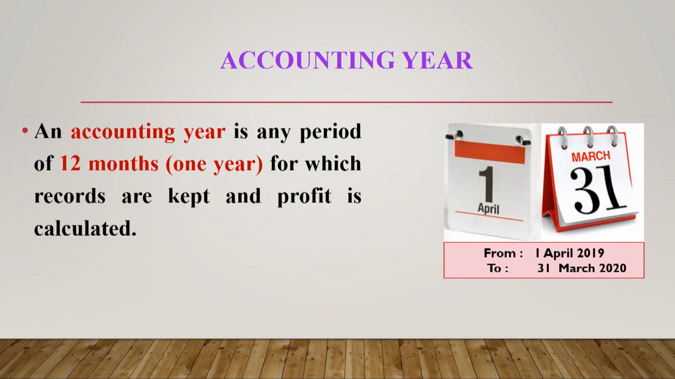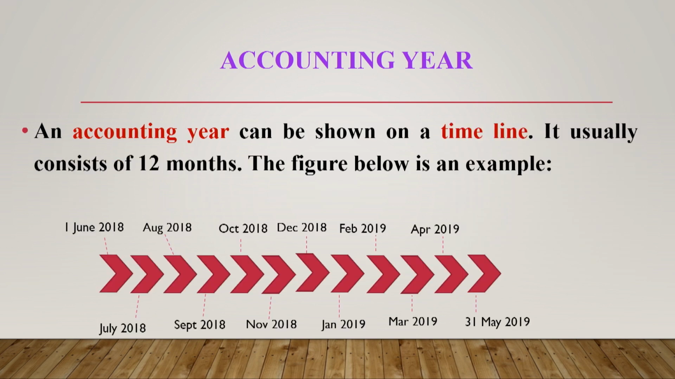Do you know what an accounting year is? Well, an accounting year is any period of 12 months, that is, 1 year, for which records are kept and profit is calculated. The accounting year can be shown on a timeline. The timeline consists of 12 months. An example of a timeline is shown on the screen. It starts on 1st June 2018 and ends on 31st May 2019.